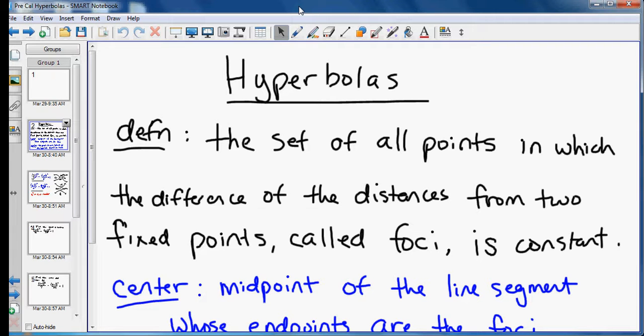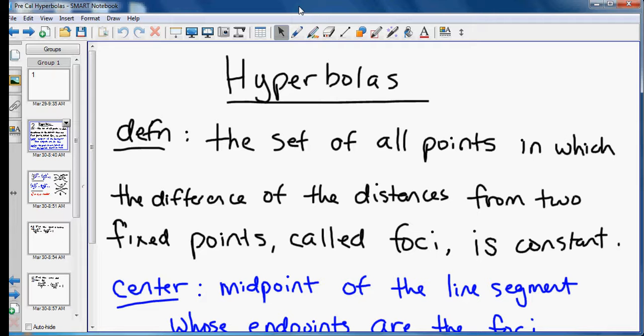Another shape that is part of the conics is hyperbolas. So the definition is the set of all points in which the difference of the distances from two fixed points, called foci, is constant. If you recall, that's similar to the definition of the ellipse, except with the ellipse it was that the sum of the distance from the two fixed points was the same. Now it's the difference of the distance from the 2 points is constant.